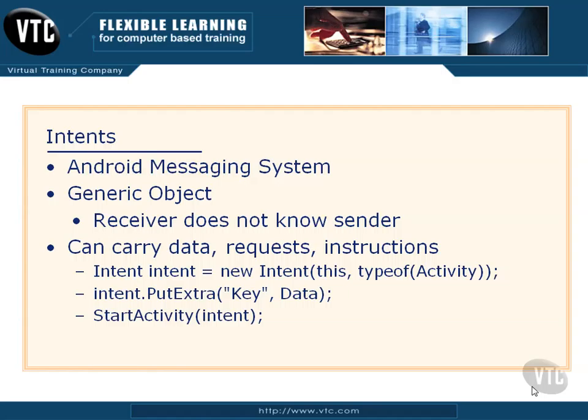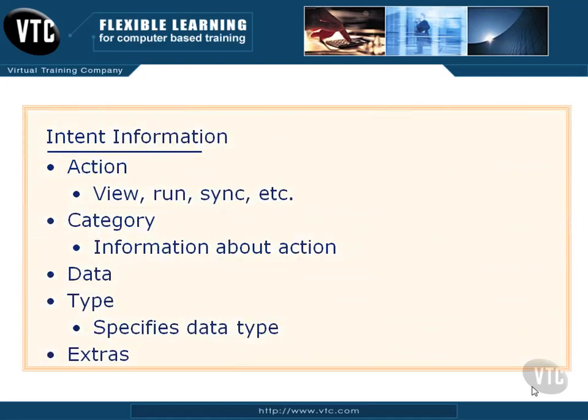We've got a little bit of code down here as an example where we create a new intent, giving a type of an activity, and we put a little extra data. And this is just a little bit of string data, and then we start the activity. And the receiving activity that we've started will be able to access that intent and see that data. And we'll talk a lot more and have real examples of that in future lessons.